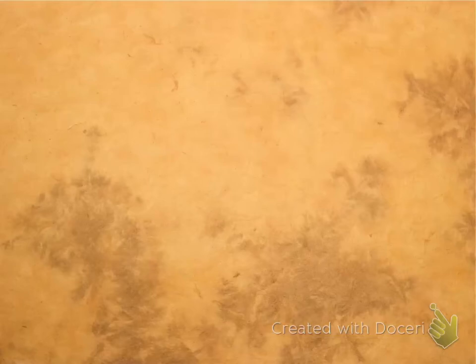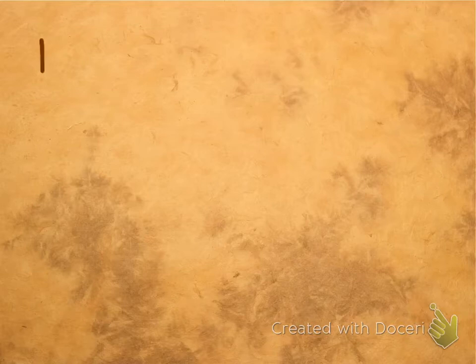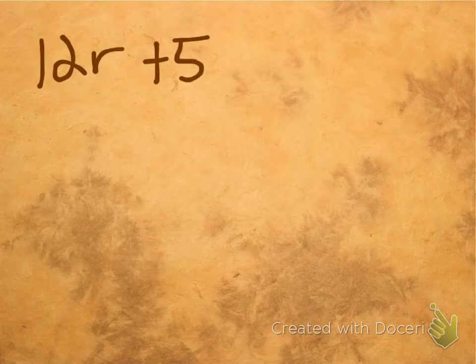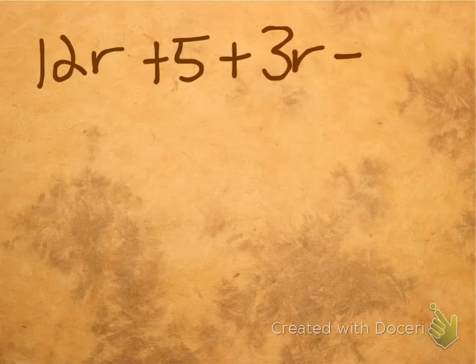Now, when we are simplifying equations, an example of an equation that needs to be simplified would be 12r plus 5 plus 3r minus 5. When we're doing this, the first thing that we want to do is find the like terms. If you do not remember what a like term is, any time they share the same variable, they have the same letter connected to them.